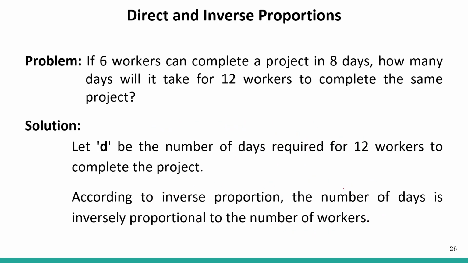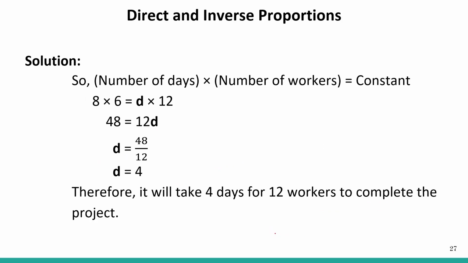So let's see again. Let D be the number of days required for 12 workers to complete that project. We assume D here. Then what we do is convert this word problem to an algebraic problem and then solve it mathematically, which seems much easier. According to inverse proportion, the number of days is inversely proportional to the number of workers, so number of days into number of workers is equal to a constant.